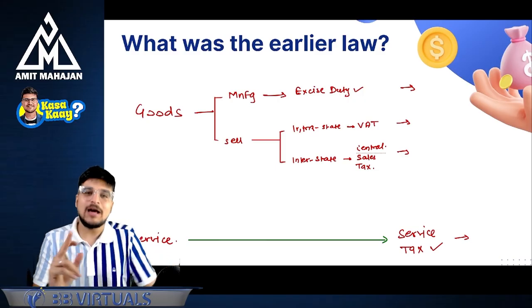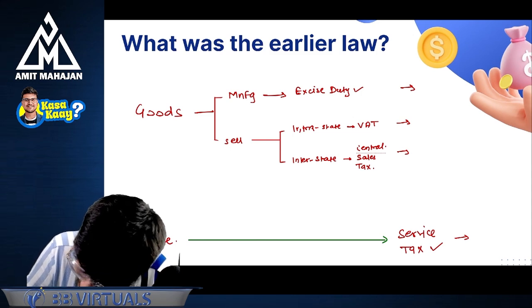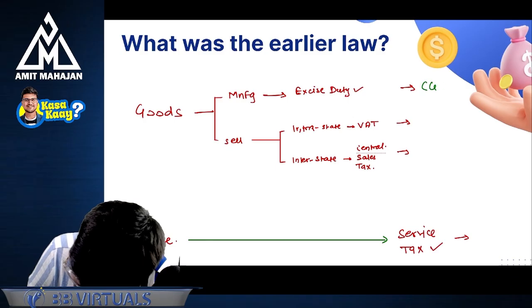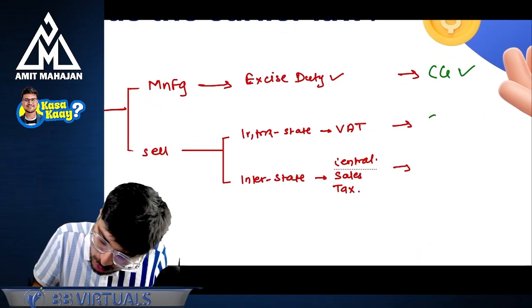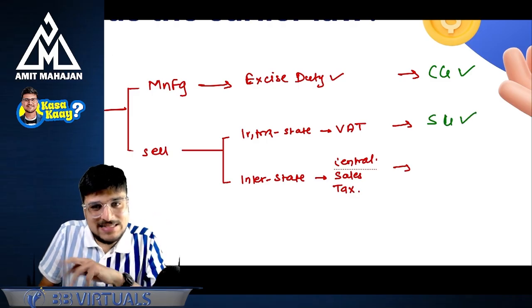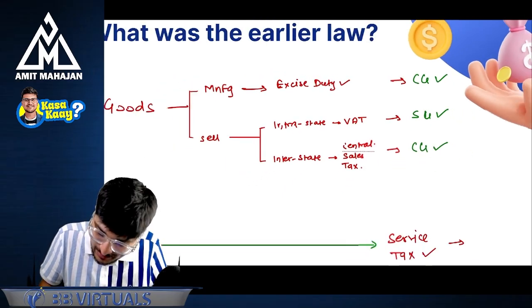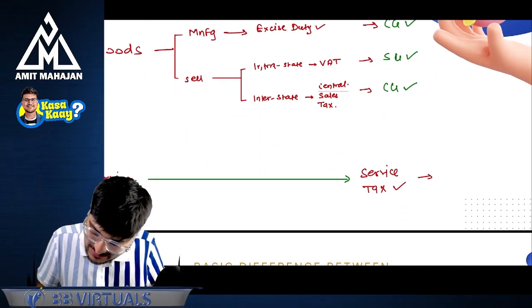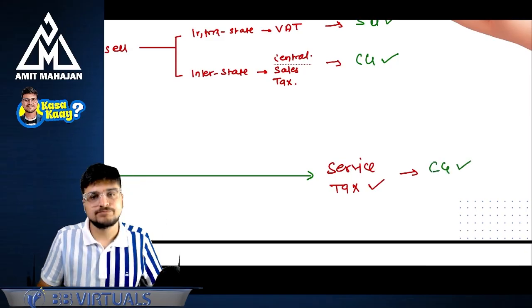So excise duty का revenue will go to central government. VAT का revenue will go to state government. Okay. Central sales tax revenue will go to central government and service tax का revenue will go to central government.